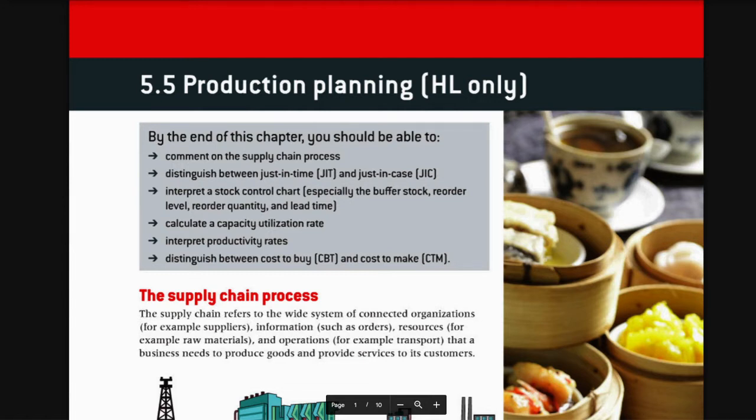We're also going to deal with a little bit of math, the last math of the entire course, called utilization rates, both capacity and production and labor productivity. By the way, those formulas will all be given to you on the exam, on the formula sheet, and then there's a little bit of math to do on cost to buy versus cost to make. Really simple, straightforward calculations. And then that is it for the math for IB Business Management.